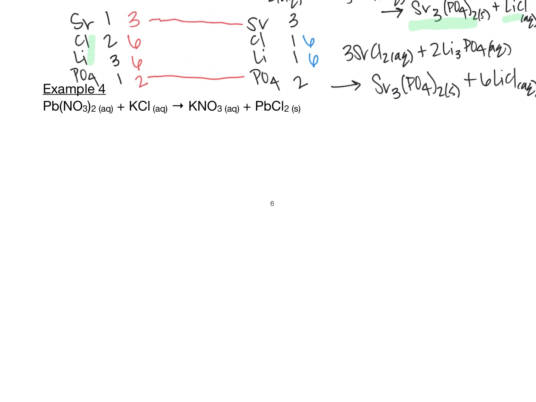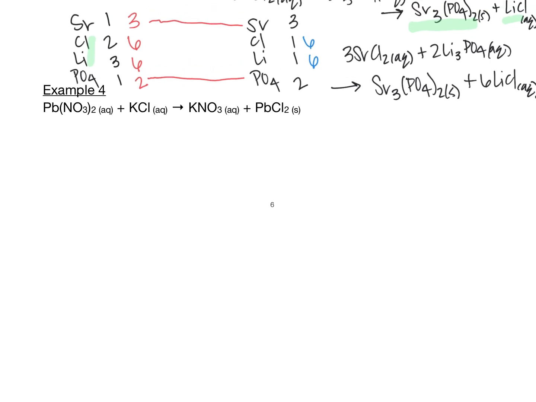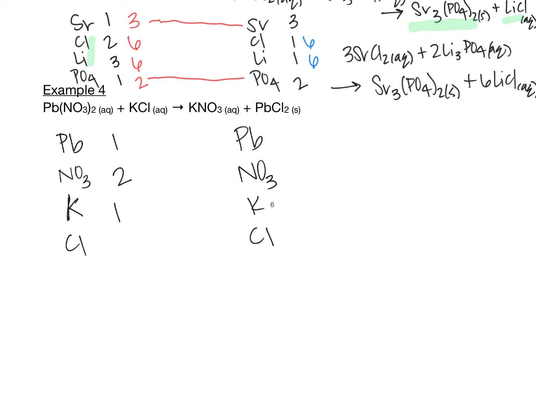So I'm just going to scroll this up to give myself a little bit more room. So we now have lead 2 nitrate plus potassium chloride gives us potassium nitrate plus lead 2 chloride. So we're going to do the same thing. We're going to write down all of our compounds. So we have lead, nitrate, potassium, and chlorine. Put them in the same order for the other side. And so we have 1 lead, 2 nitrate, 1 potassium, 1 chlorine. On the other side, we have 1, 2, 1, 1.